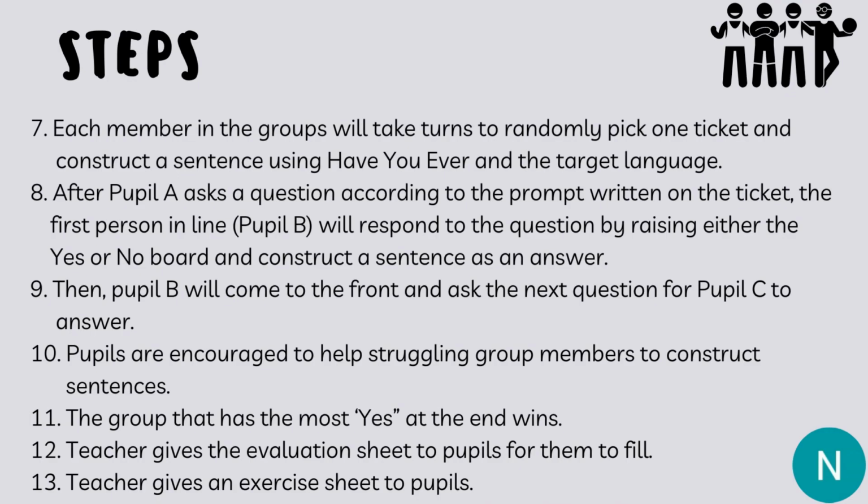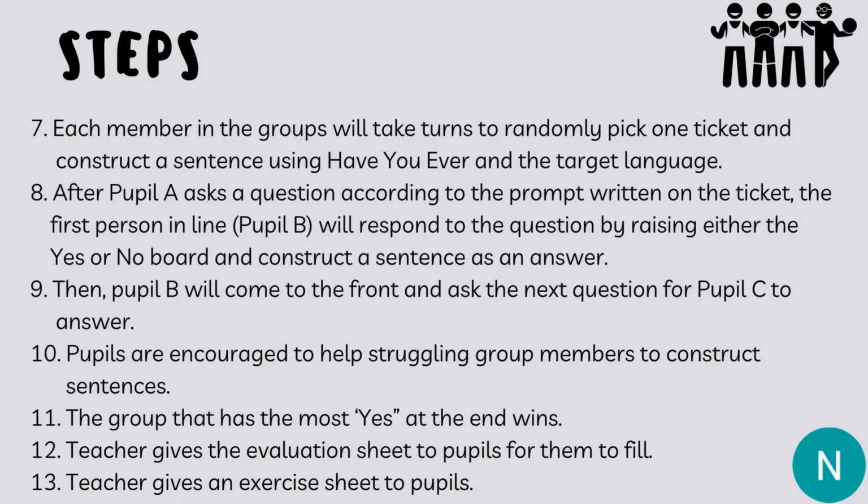Each member in the groups will take turns to randomly pick one ticket and construct a sentence using Have You Ever and the target language. After pupil A asks a question according to the prompt written on the ticket, the first person in line, pupil B, will respond to the question by raising either the yes or no board and construct a sentence as an answer. Then, pupil B will come to the front and ask the next question for pupil C to answer. This will be continued until everyone gets their turns.